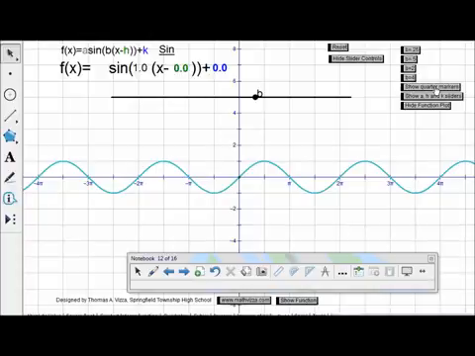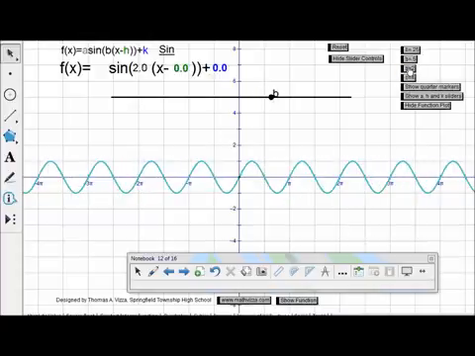Let's make b equal to 2. So the period is going to be 2 pi over 2 in absolute value. So the period is pi. So where do the quarter markers come in? Well, if we're splitting it into 4, the quarter markers can be found just by dividing the period by 4.